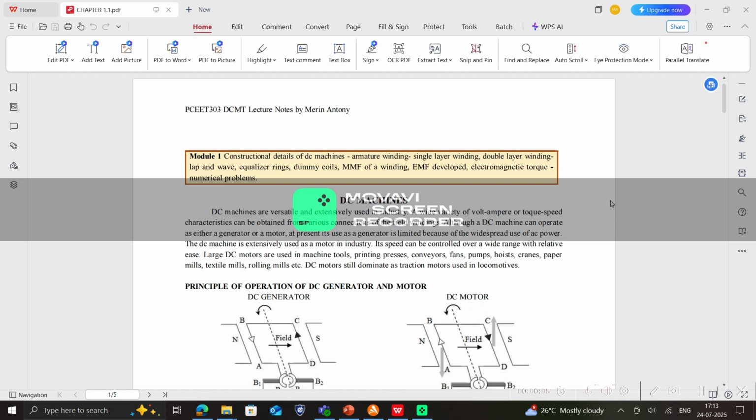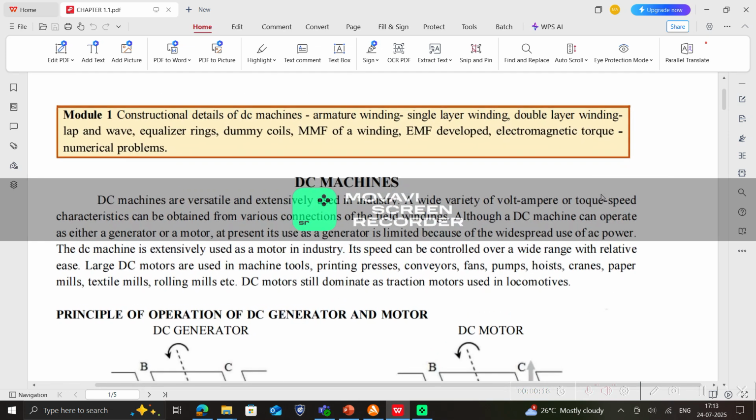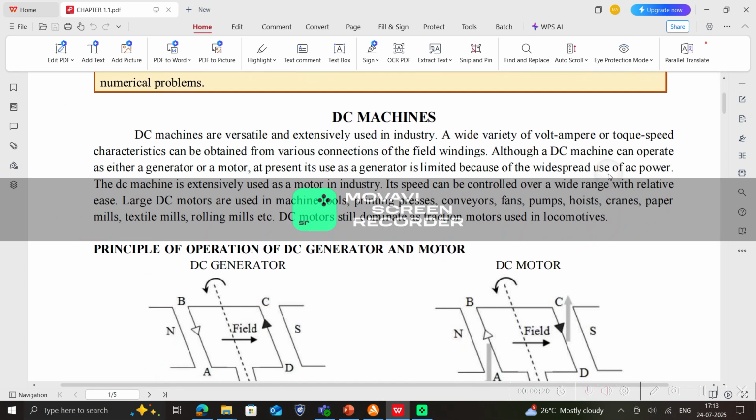Today we are going to study the topic DC machines, in the subject PCEET 303. Today we are going to deal with the constructional details of DC machines. Okay, so you can see this diagram here.